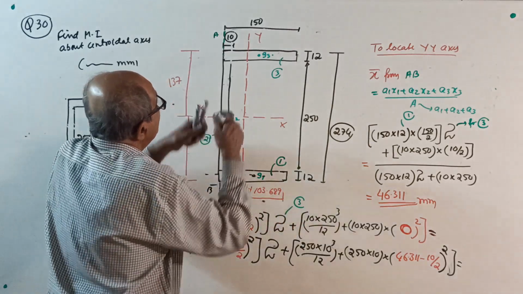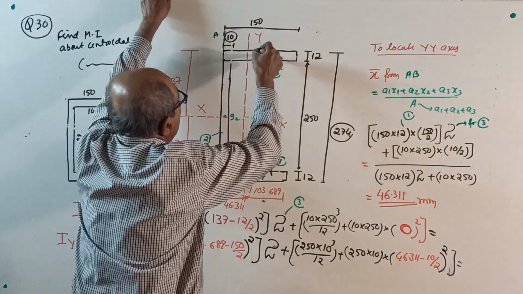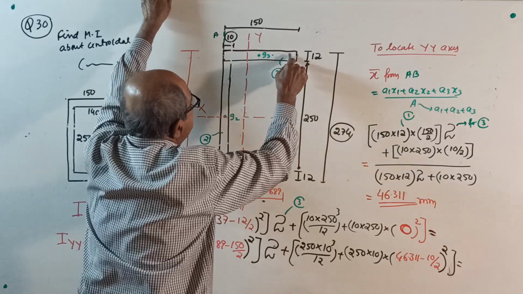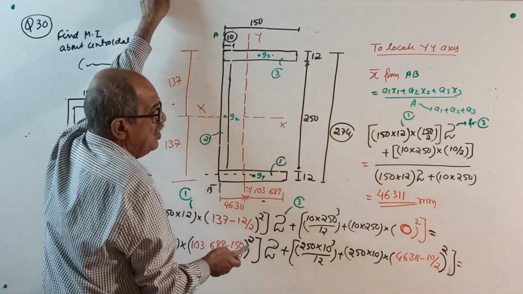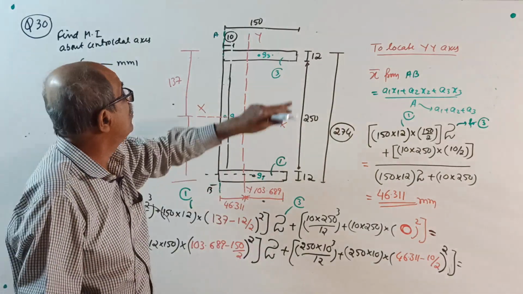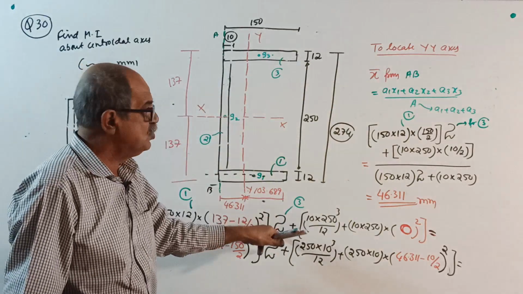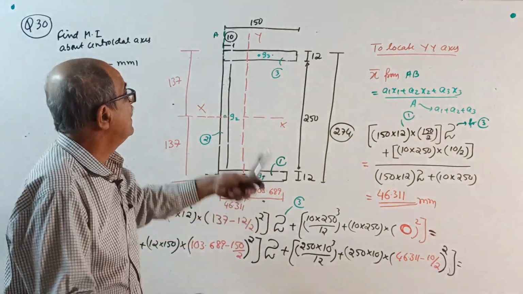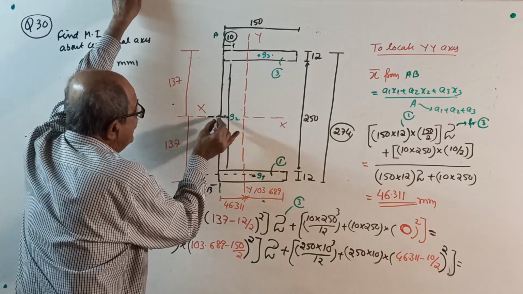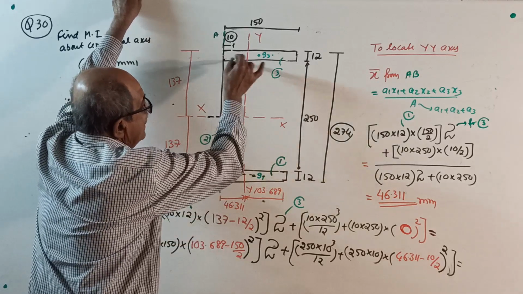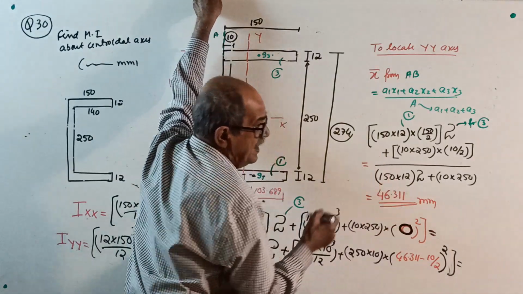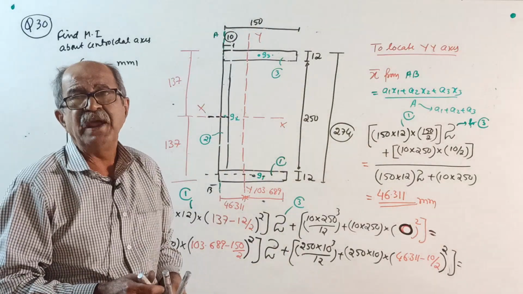Even for part 3, I about its own axis is once again the same: 150 into 12 cubed by 12 plus area into this distance squared, same as this one. So you can make a note: I about xx for 1 equals I about xx for 3, so multiplying by 2 will do. Lastly, for part 2, I about its own axis: the centroid lies on the x-axis, so 10 into 250 cubed by 12 plus area into 0 squared. I told this 0 square not once, but 10, 15 times.